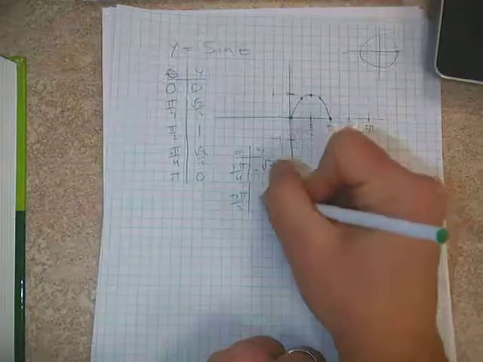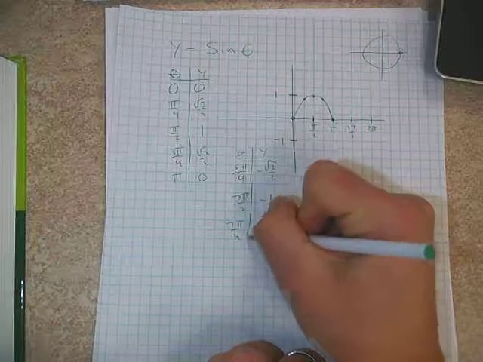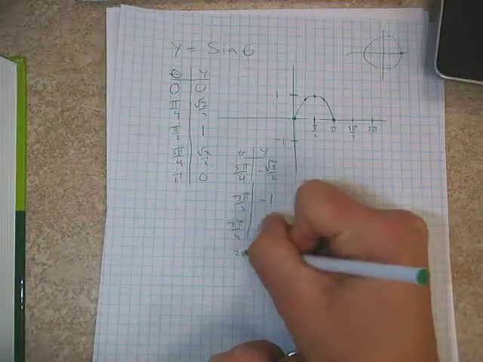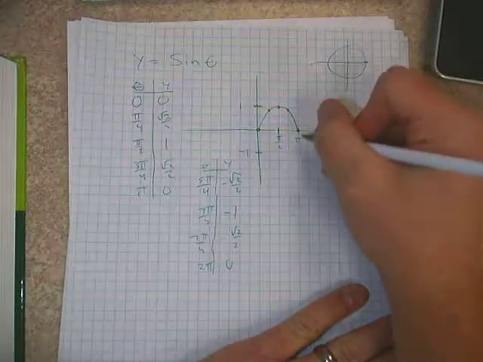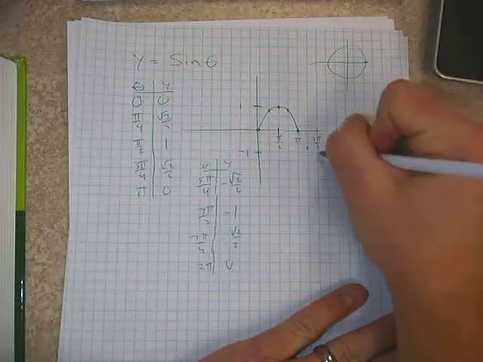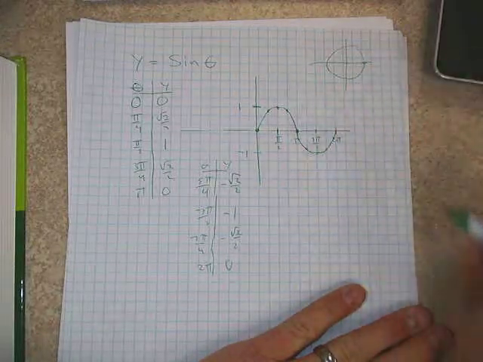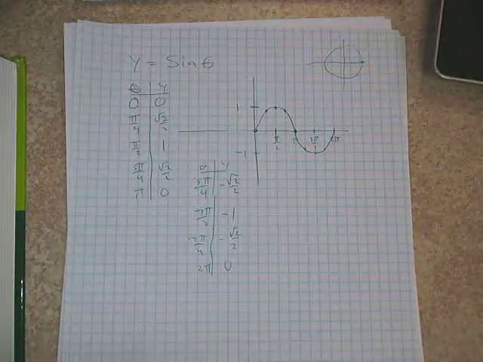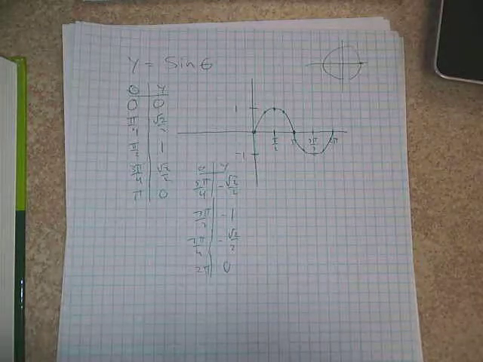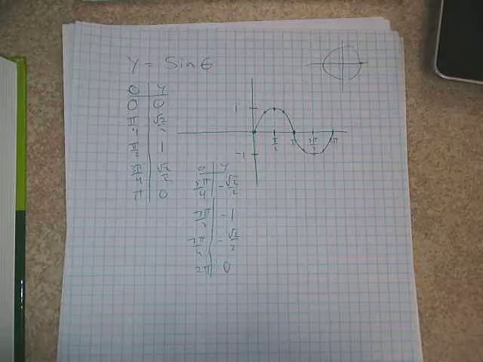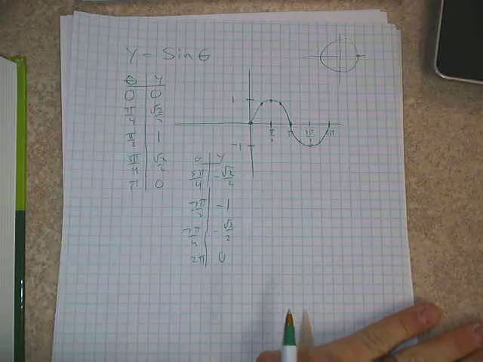If I were to keep going with my chart here, and do 5 pi over 4 next, we know that's negative radical 2 over 2. We know that 3 pi over 2 is -1. We know that 7 pi over 4 is negative radical 2 over 2. And we know that back to 2 pi, same as 0, we're back to 0 again. So if we plot those points, okay, we would get the other half of that one cycle of that sine function.